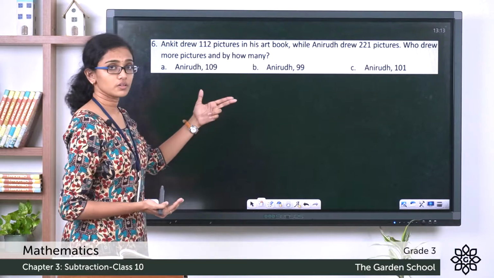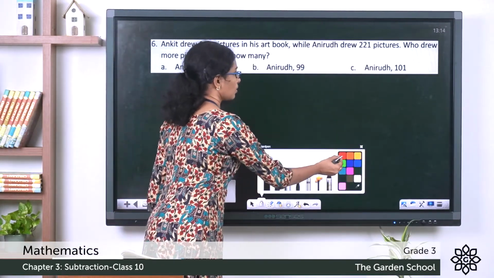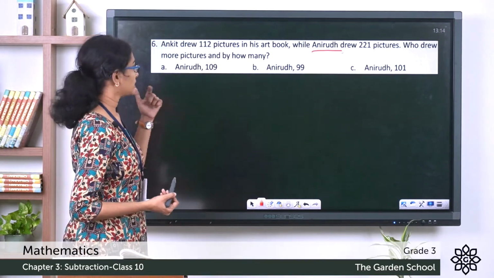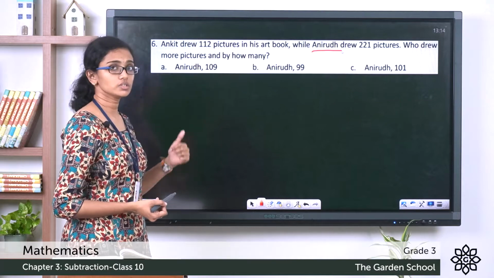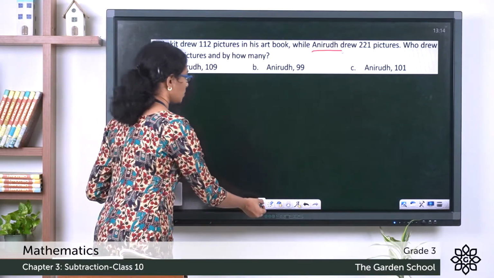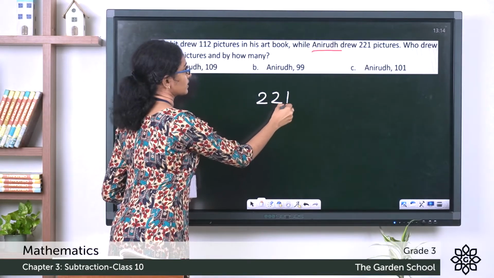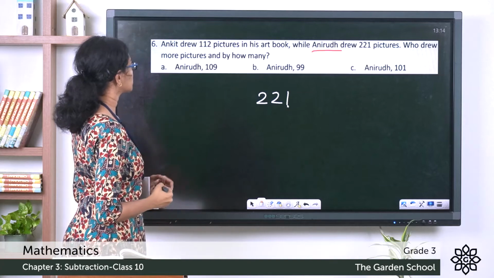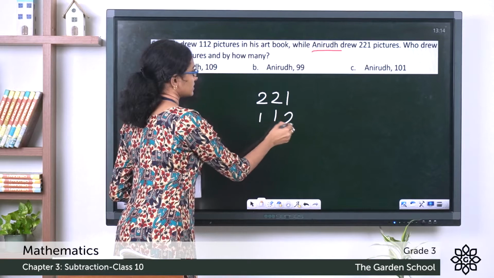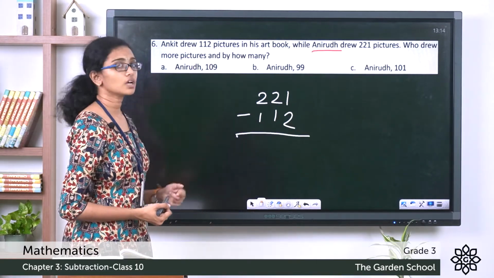So from the values, from the question itself, we know who drew more pictures. Anirudh drew more pictures, and we have to find out how many more pictures Anirudh drew than Ankit. How do we find that? So what is the number of pictures drawn by Anirudh? It is 221. And what is the number of pictures that Ankit drew? It is 112. So let's subtract these two and let's see how many more pictures Anirudh drew.